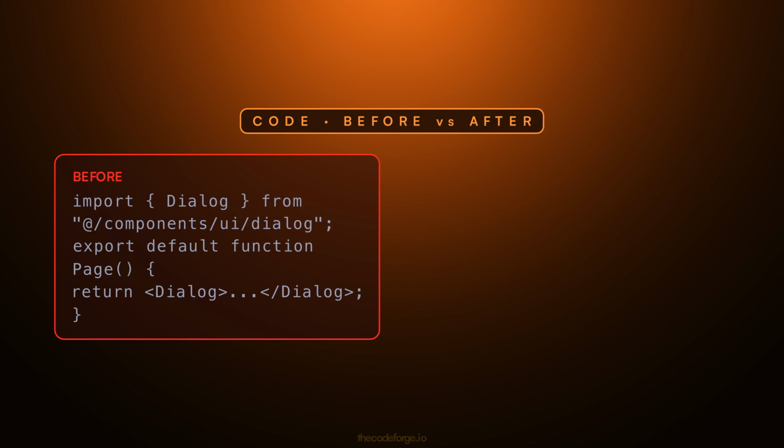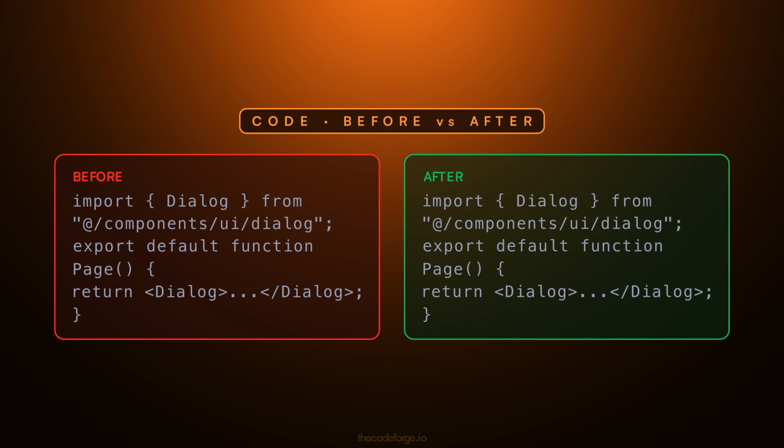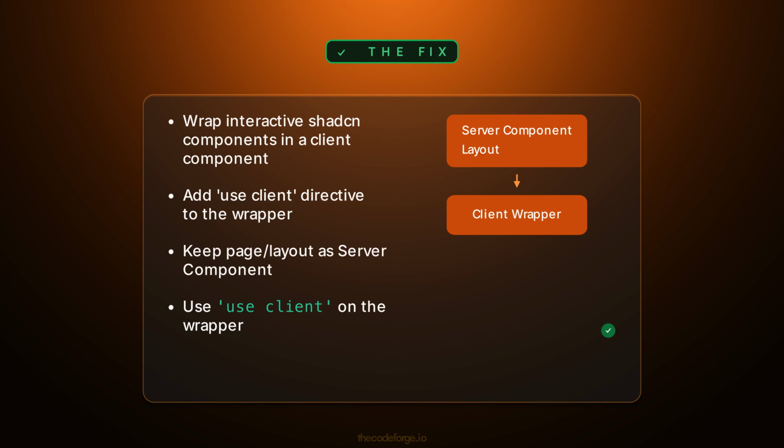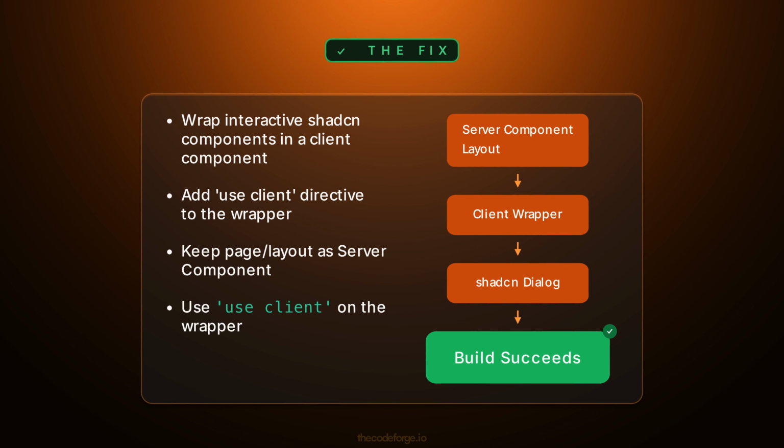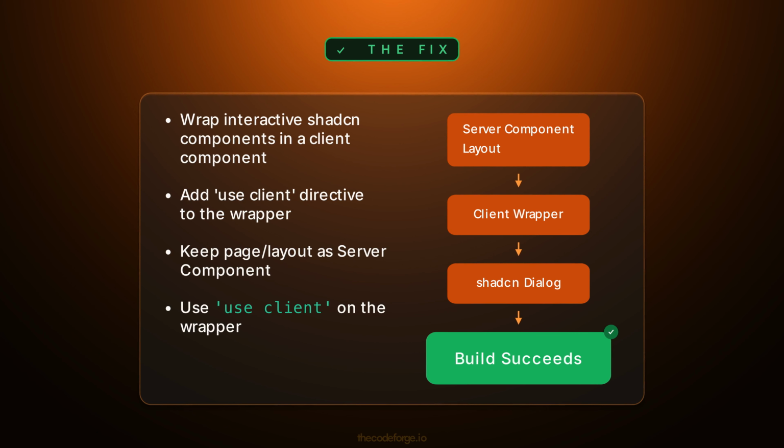A Shadcn dialog component was imported directly into a server component, causing a build failure because Radix UI primitives use React hooks. The fix wraps the dialog in a separate client component with the use client directive. The fix is to isolate the interactive component in its own client component. By adding use client to a wrapper, the server component remains a server component, and the dialog works correctly.